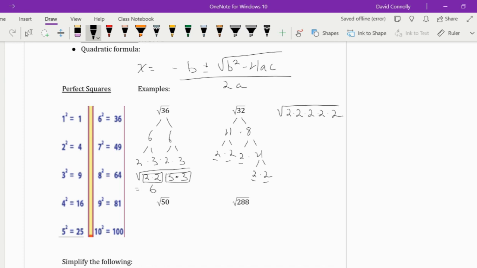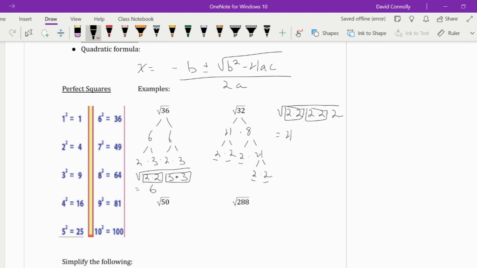And again, what I'm looking for are pairs of the same numbers. So I have one pair of 2's here. I have another pair of 2's here. So both of those are going to go outside of the radical. And I'm going to multiply them together when I do pull them out. So this is going to become 2 times 2, which is 4 on the outside.